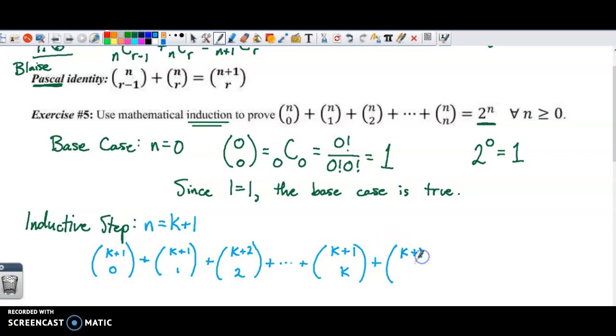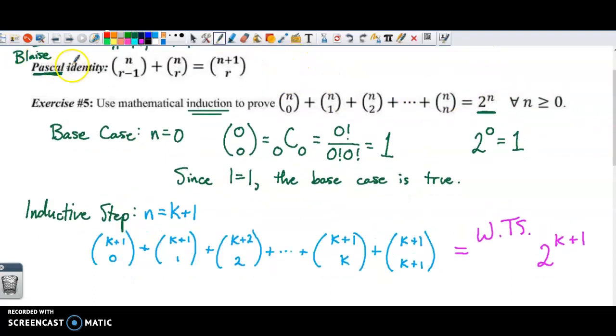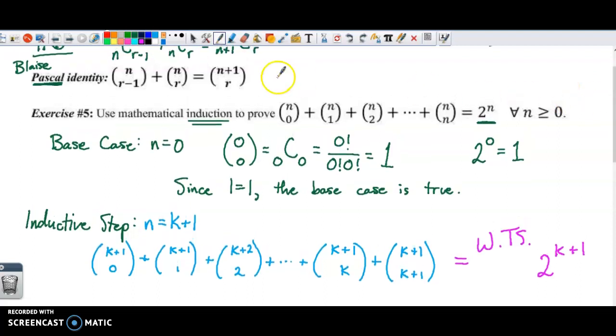I don't know if that's really going to make a difference for you. Oops, definitely do not want a fraction in there. k plus 1. And what I want to show is that this equals 2 to the k plus 1 power. We know that this equation works as long as all of these are just k's, so right now I can't use this yet. That's where Pascal's identity comes in handy.